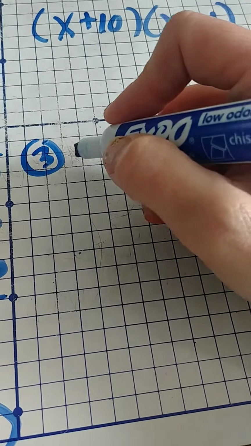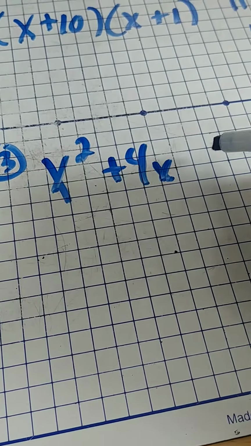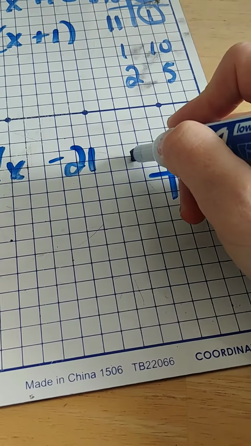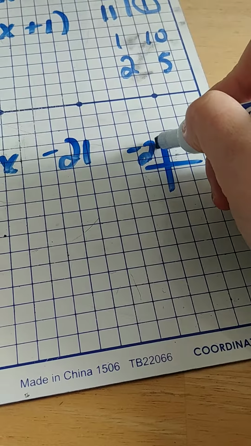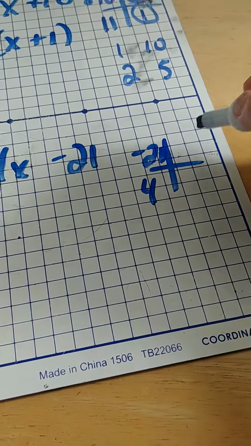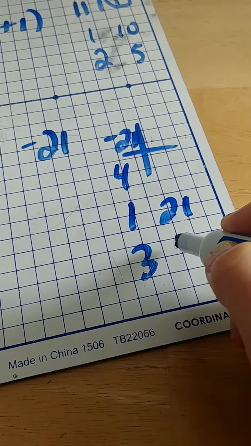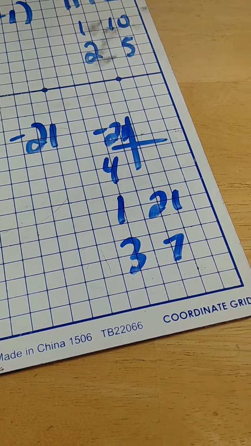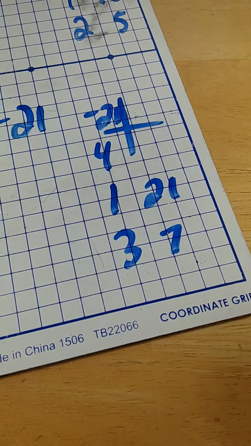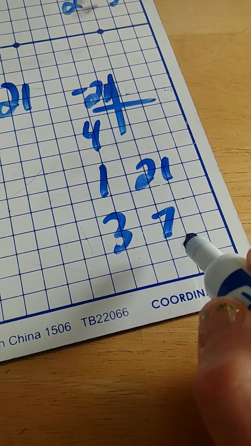All right, my next problem is x squared plus 4x minus 21. So I'm going to make my little tic-tac. I know it needs to multiply to negative 21, and it needs to add to 4. So when I think about what makes 21, I have 1 and 21 and 3 and 7. So 21 and 1 are never going to equal 4, that's for sure. And 3 and 7, if I add them, I get 10.